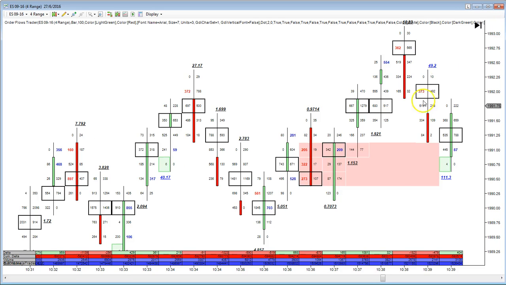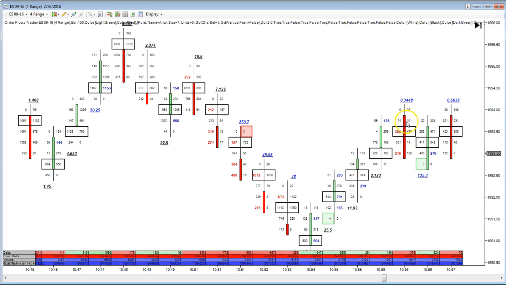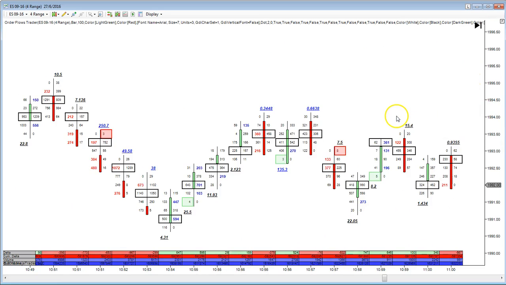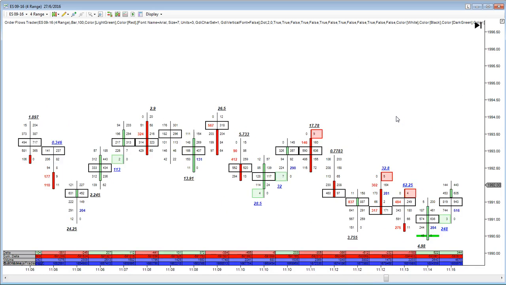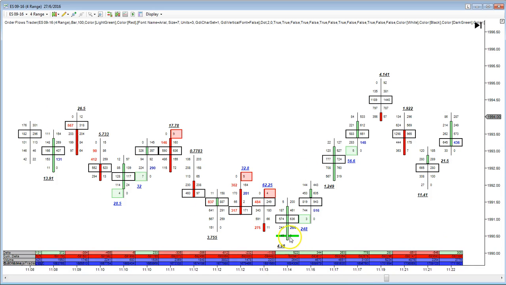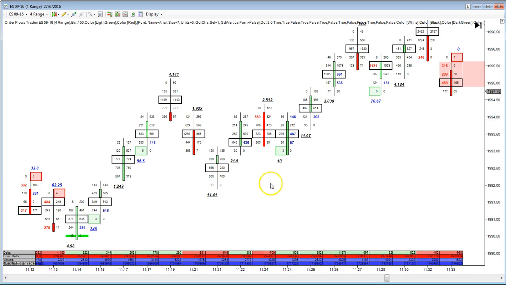Okay, let's see, anything appear? Nothing. This is the Monday after the Brexit vote. Okay, so the market was kind of all over the place. Here's a nice buy. Boom. What sort of risk are you going to be having on the trade?